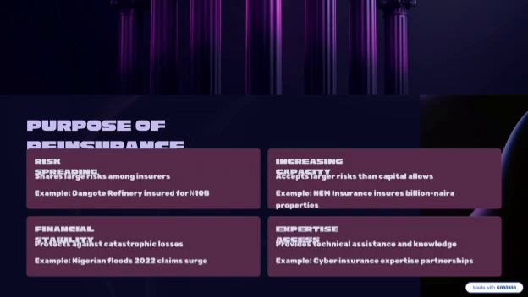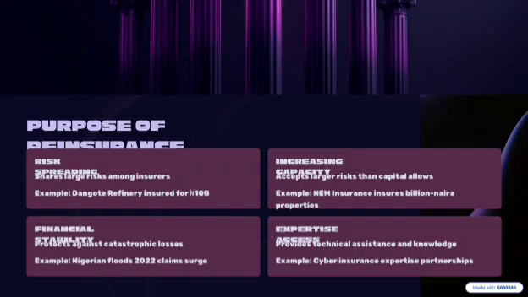Number 3, we have financial stability. Reinsurance provides financial stability by protecting against catastrophic losses. When floods affected multiple states in Nigeria, let us go back to the year 2022, insurance companies with proper reinsurance arrangements could handle the surge in claims without going bankrupt.